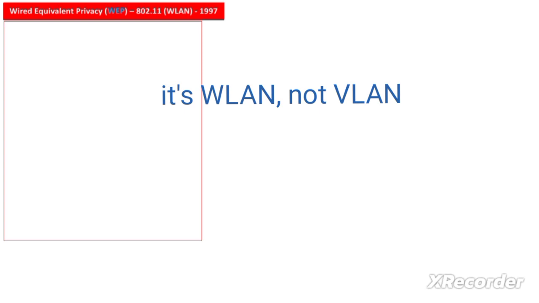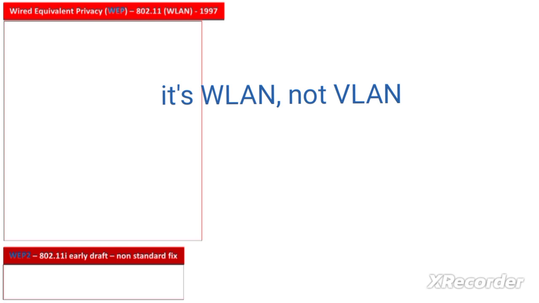In this video, I will discuss the evolution of wireless LAN security, starting from WEP, that is Wired Equivalent Privacy, which was part of the 802.11 WLAN initial standard, and it was introduced with WLAN in 1997.